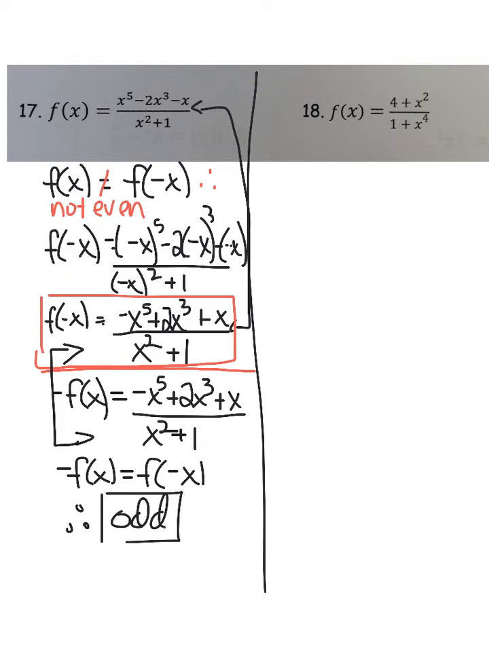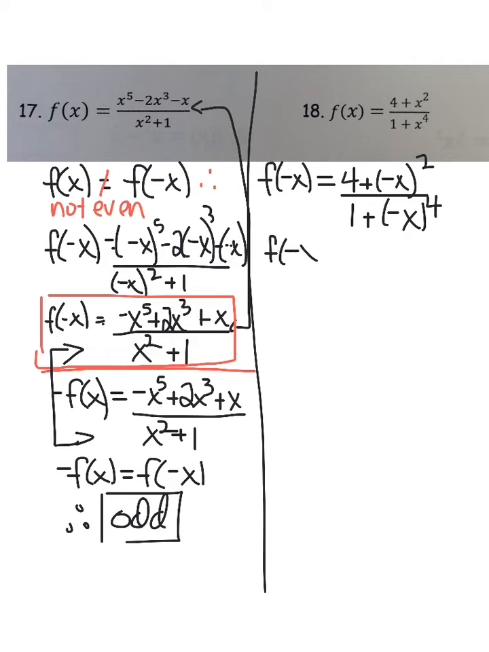So we're going to do the same thing. So let's start with f of negative x. Okay, so that's going to give me 4 plus negative x. I'm going to square that quantity. Then in the denominator, I'm going to get negative x, and I'm going to raise that quantity to the fourth power. Okay, let's go one more step here.